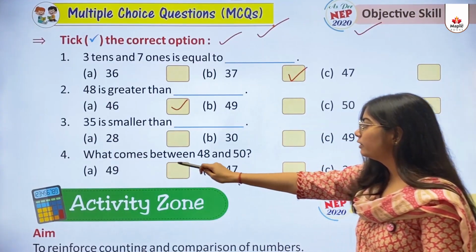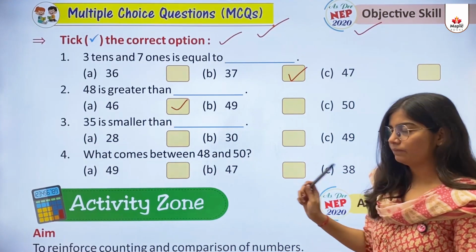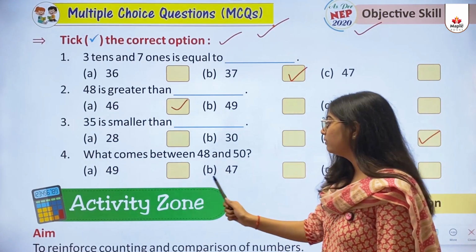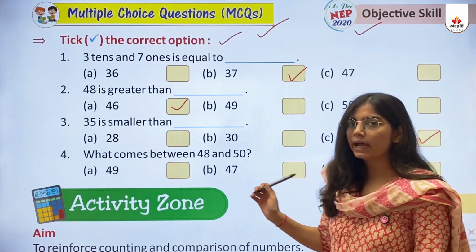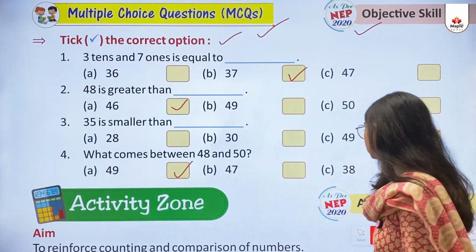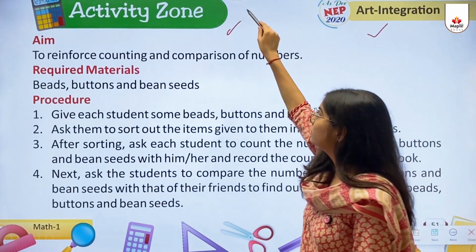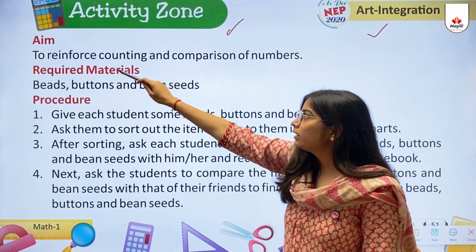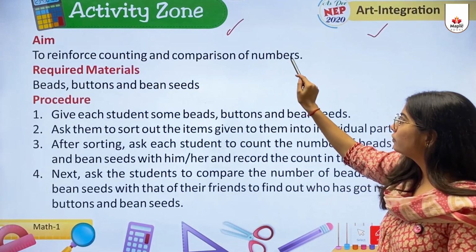Fourth, what comes between 48 and 50? We have options A 49, B 47, C 38. The answer is 49. Then art integration activity zone, aim to reinforce counting and comparison of numbers.